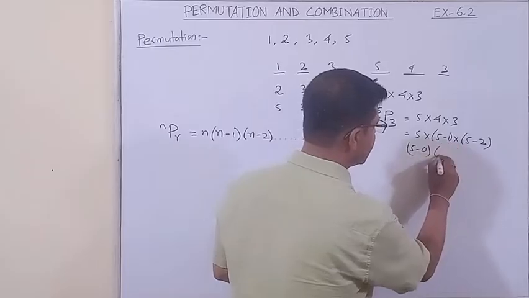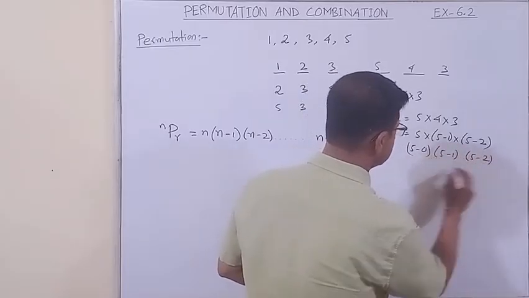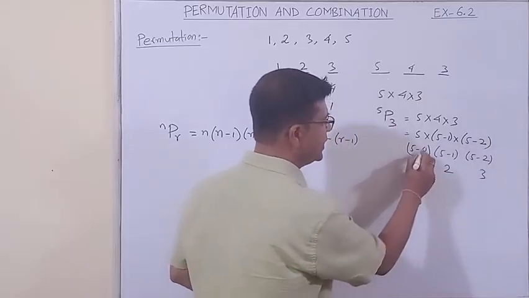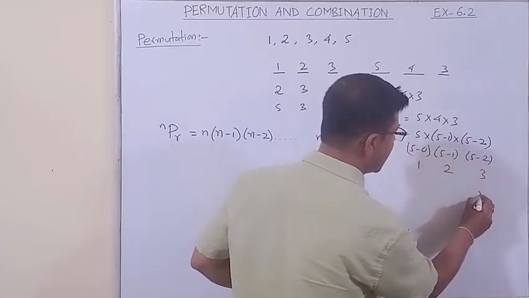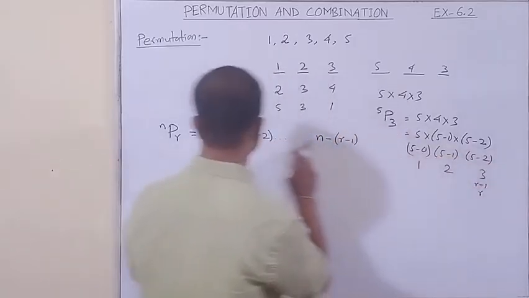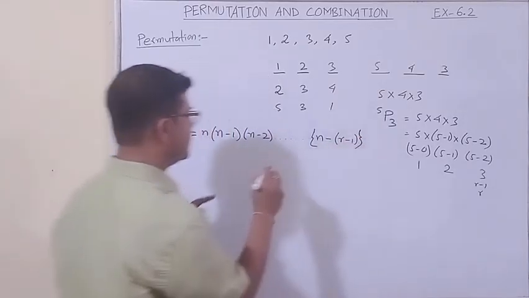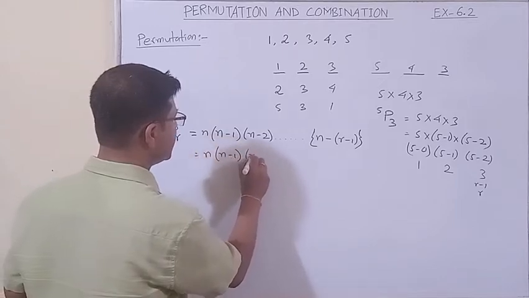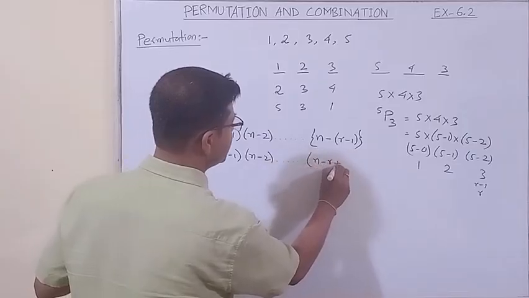This is the second place, 5 minus 1. This is the third place, 5 minus 2. There is a relation. If it is place 1, it is 0. If it is 2, it is 1. If it is 3, it is 2. If it is r, this will be r minus 1. This is the logic behind it. So it is n into n minus 1 into n minus 2 up to n minus r plus 1.